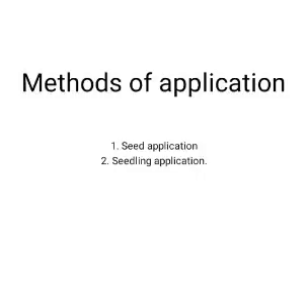Method of application. First, seed application. Prepare a slurry of biofertilizer. Slurry means biofertilizer plus water. Mix the seeds with the slurry. Seeds are coated with biofertilizers.